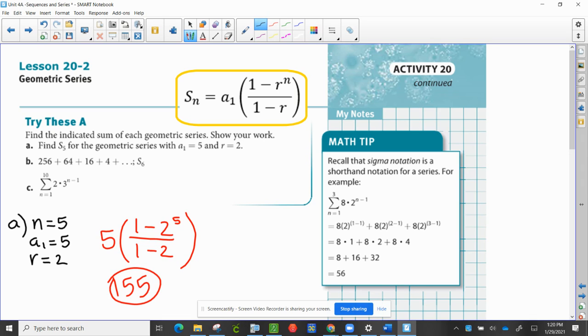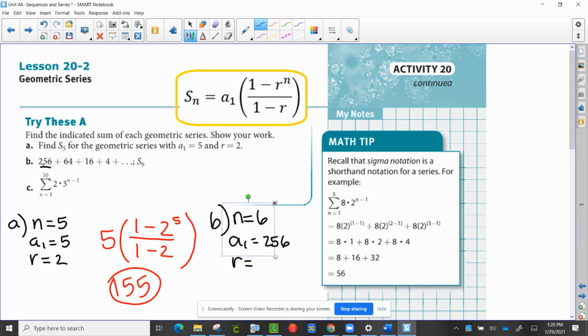Okay, let's look at B. B has a similar thing, except this one, the sequence is written out. So they want us to find S6. So there's my N. The first term in that pattern we can see is 256. So we just need now to figure out our ratio.